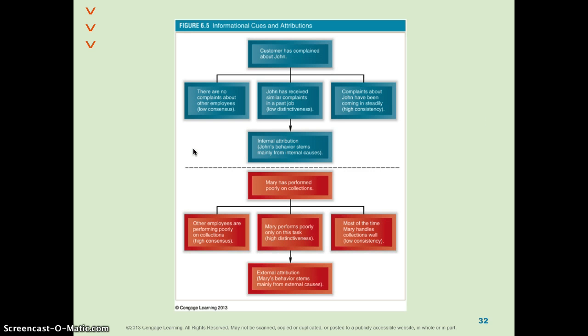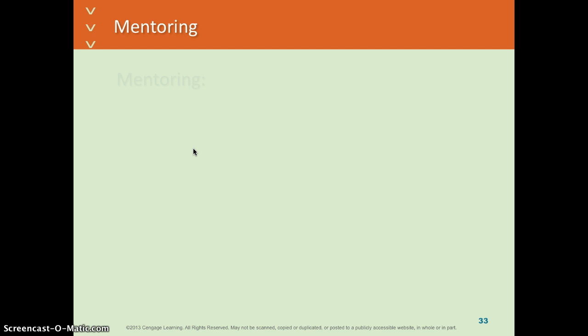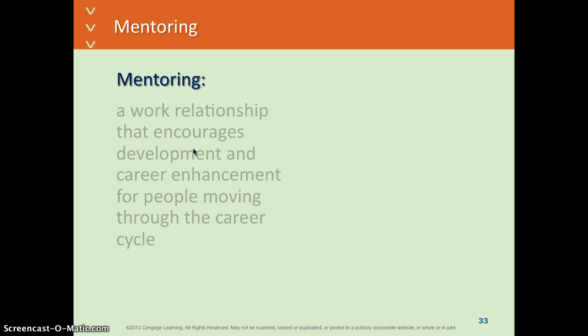So if I look at this example, which is also in the book, I look at two different situations. I look at how those cues are, consensus, distinctiveness, and consistency, and determine whether it's an individual attribution or an external one.